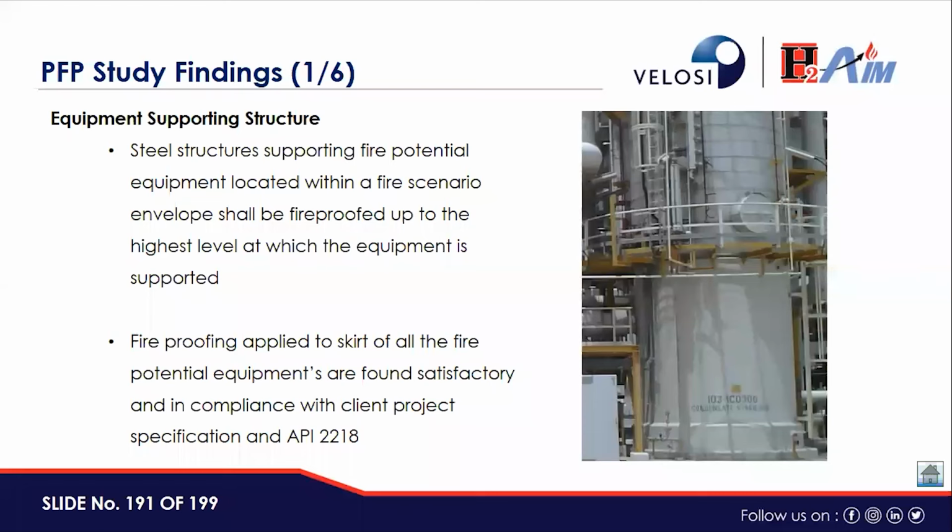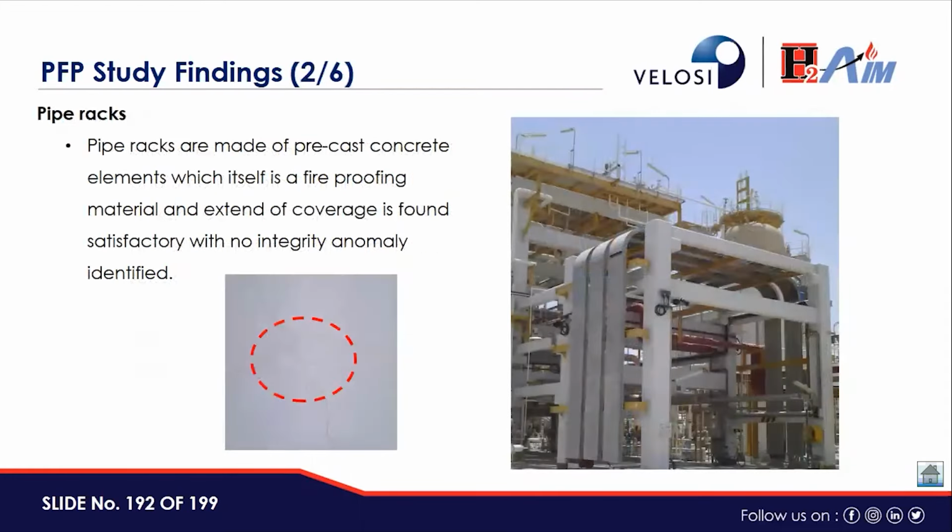So what were the findings? The findings of this passive fire protection study were that the steel structures supporting the fire potential equipment located within the fire scenario envelope shall be fireproofed up to the highest level at which the equipment is supported. Fireproofing applied to the skirt of all the fire potential equipment is found satisfactory and in compliance with the project specification and API 2218. The pipe racks are made of precast concrete elements, which itself is a fireproofing material, and the extent of coverage is found satisfactory with no integrity anomaly identified.